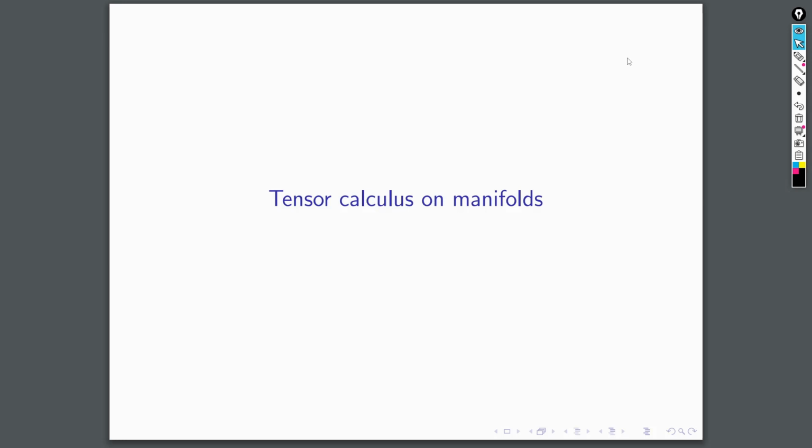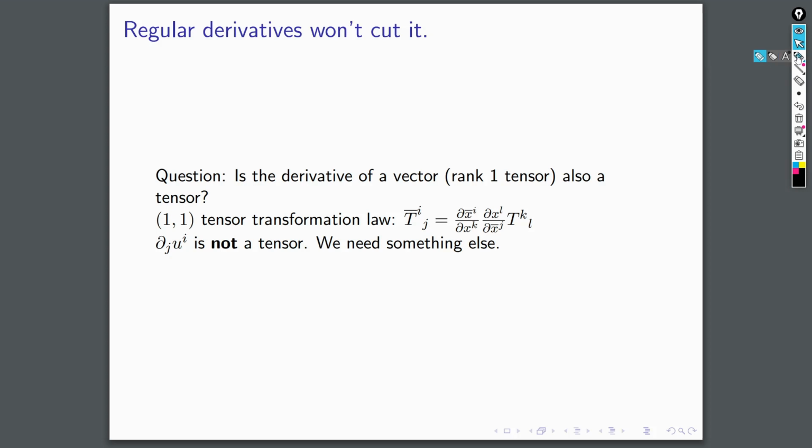All right, so tensor calculus on manifolds. Let's get into it. So the point is that regular derivatives are just not good enough, okay? So if I have some vector u, okay, which has components u^i, is this thing, I'll call, let's say, A^i_j, which is the derivative with respect to the jth coordinate of the ith coordinate of u, is this thing a tensor?